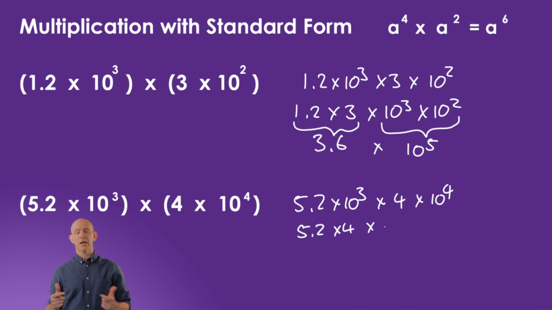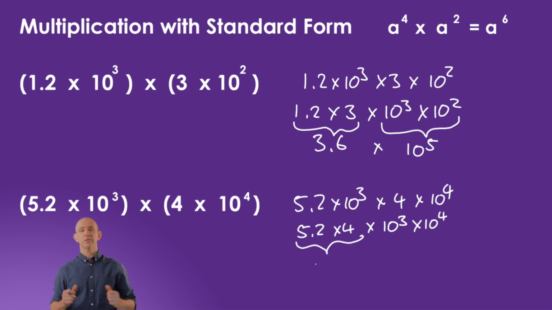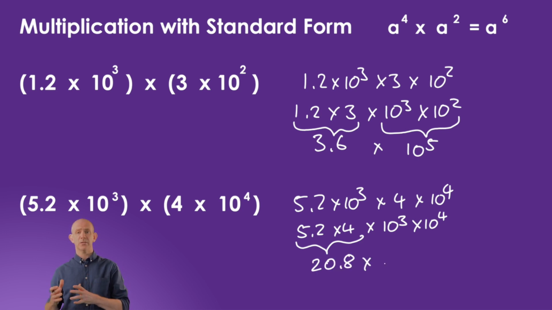I can rearrange this to have all the digits together. So 5.2 times 4, and also so we have all the numbers with powers together, 10 to the power of 3 times 10 to the power of 4. I can multiply the first two to get 20.8, and I can multiply the tens together to get 10 to the power of 7. So I have 20.8 times 10 to the power of 7.